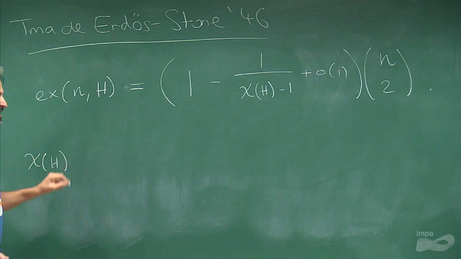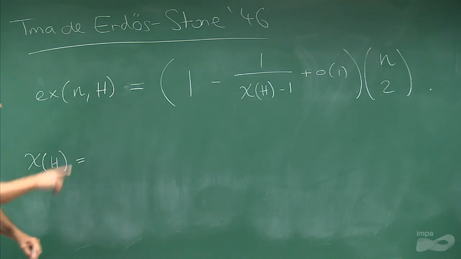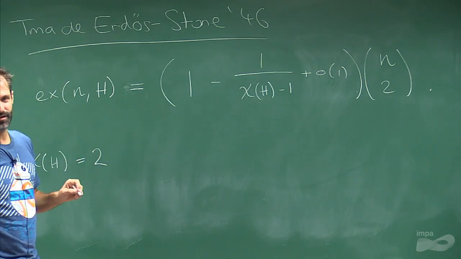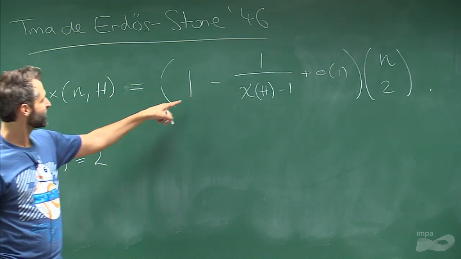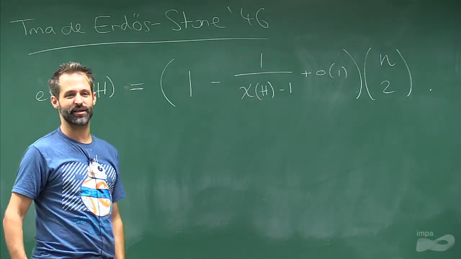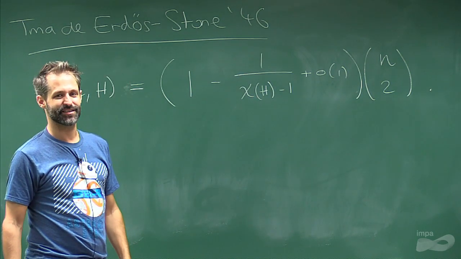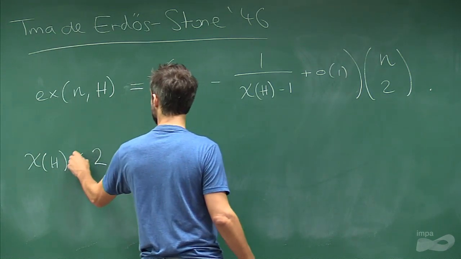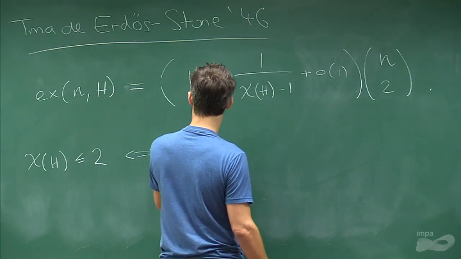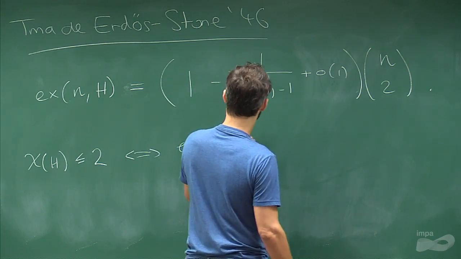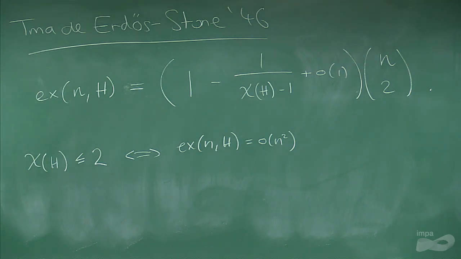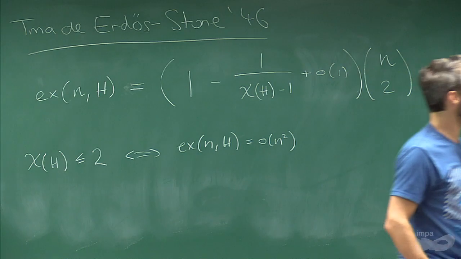So yeah, thank you. This is something I should have said before, but I suppose we'll see it in the proof in a second. If the chromatic number is 2, then what does this say? 1 minus 1 over (2 minus 1) is 0. So it says exactly that the chromatic number is at most 2 if and only if the extremal number of H is little o(n squared). And what's the chromatic number of a tree? Ooh, good question. What is the chromatic number of a tree?